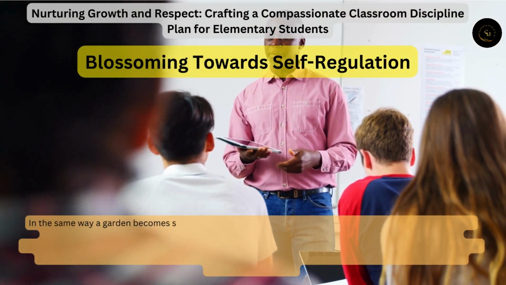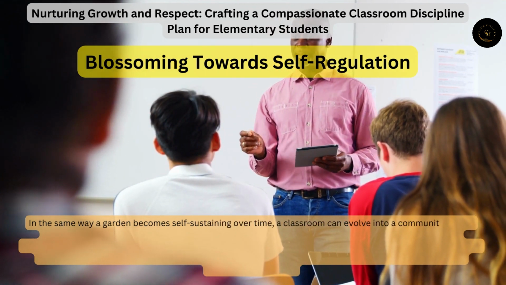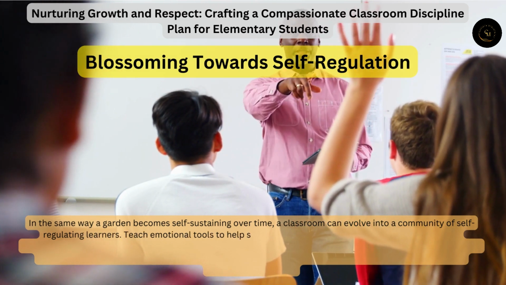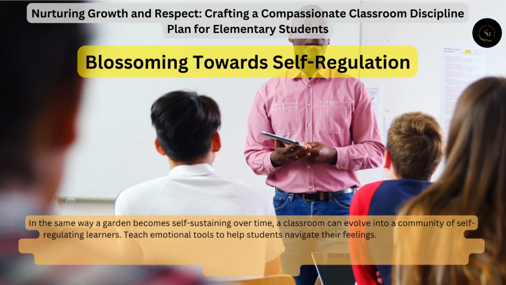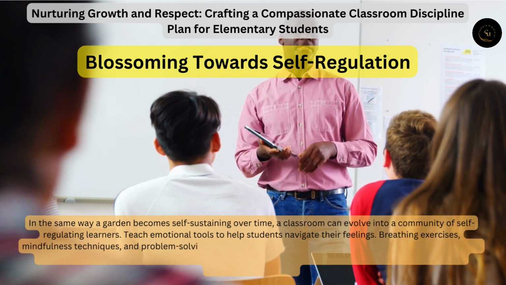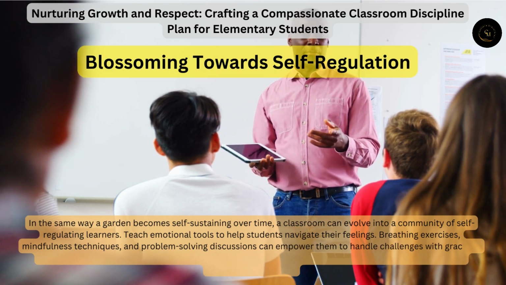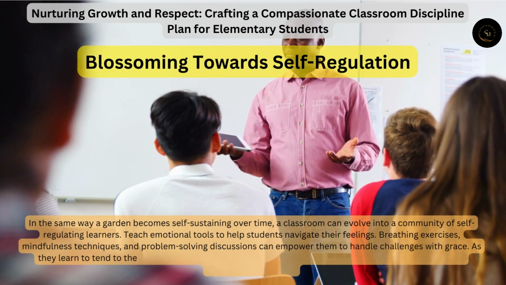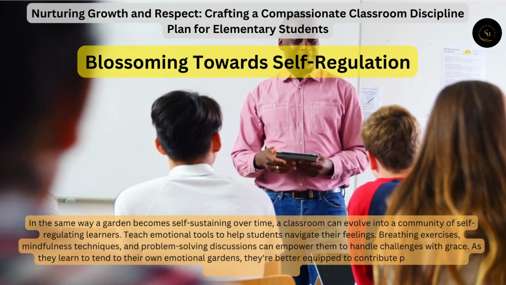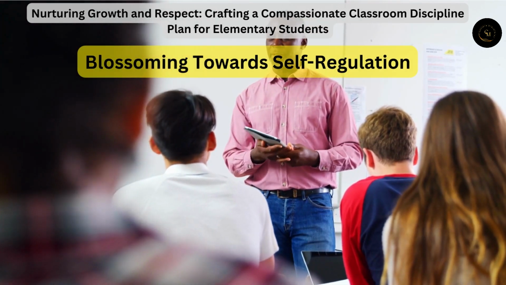Blossoming towards self-regulation. In the same way a garden becomes self-sustaining over time, a classroom can evolve into a community of self-regulating learners. Teach emotional tools to help students navigate their feelings. Breathing exercises, mindfulness techniques, and problem-solving discussions can empower them to handle challenges with grace. As they learn to tend to their own emotional gardens, they're better equipped to contribute positively to the classroom ecosystem.